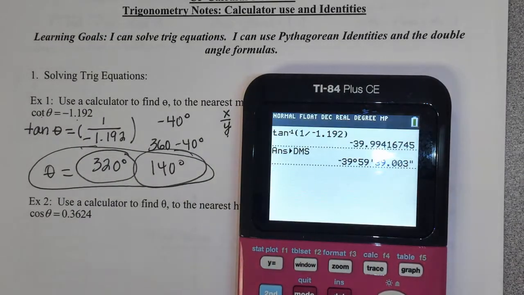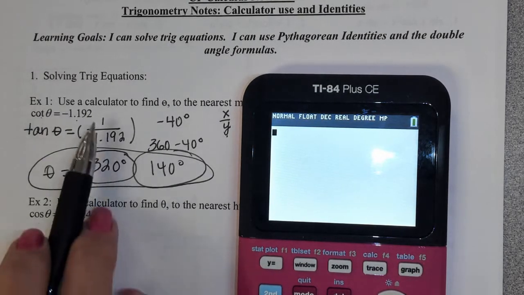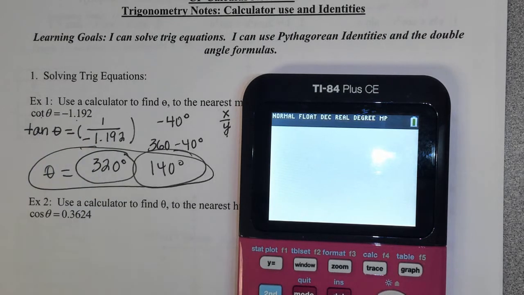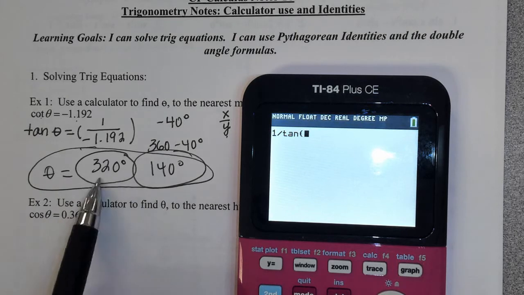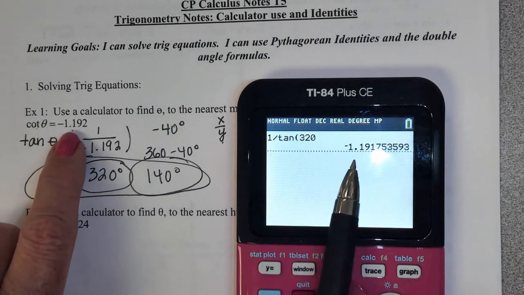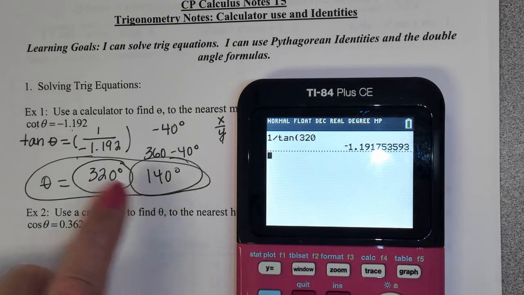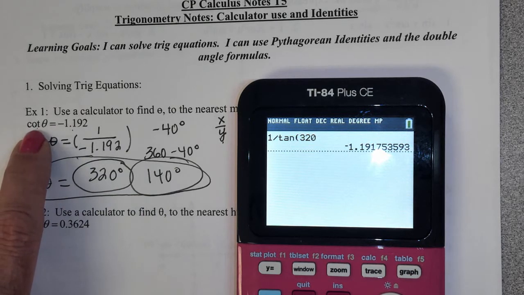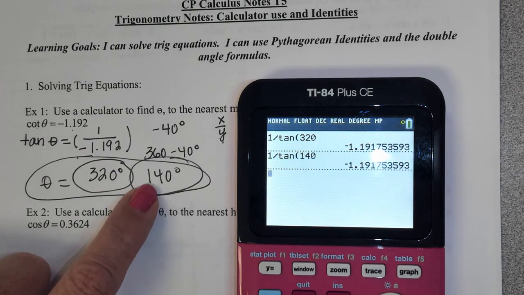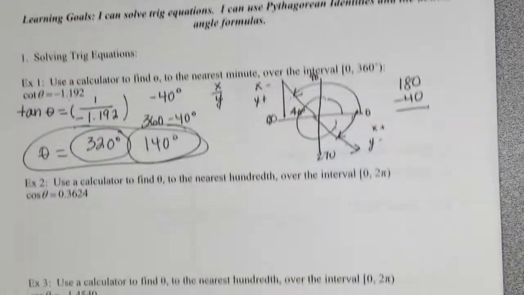Now, if I want to check it, I can. I'm going to check and see if the cotangent of this angle gives me that. To do cotangent, to check it, I have to do 1 divided by the tangent of this angle. And if we did it right, we should get negative 1.192. Great. I'll go ahead and check this one. To plug it in, to do cotangent on the calculator, I do 1 divided by the tangent of 140, and I get negative 1.192 for my ratio, so we are good.